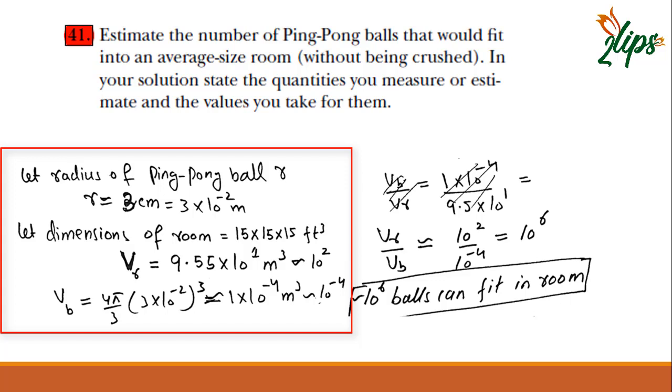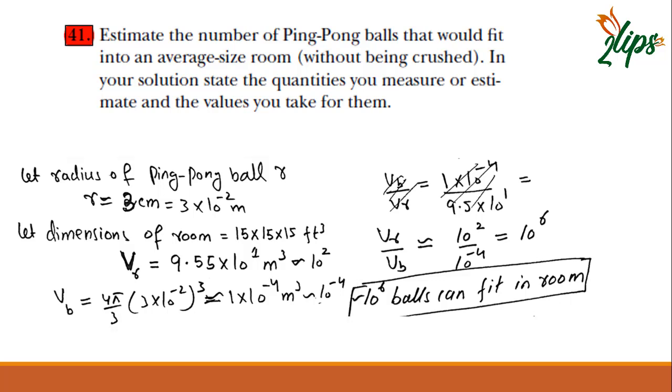So it means the volume of this ping pong ball is approximately of the order of 10 raised to power minus 4, and we know the volume of an average room, which is of the order of 10 raised to power 2. So to find the number of ping pong balls, I can divide the volume of room by the volume of single ball. So it will be 10 raised to power 2 divided by 10 raised to power minus 4. So this will give me 10 raised to power 6. So approximately 1 million balls can fit in an average size room.